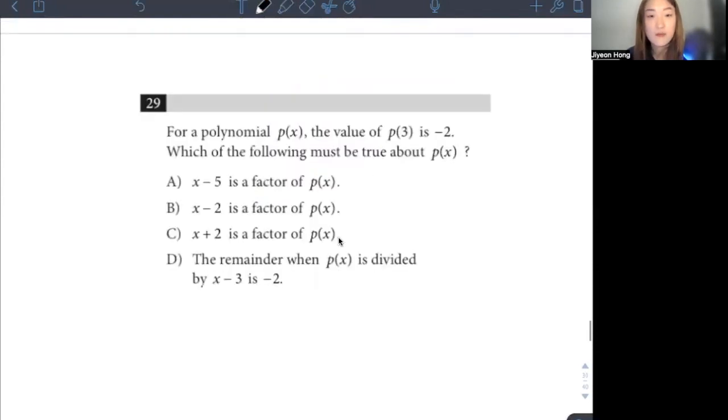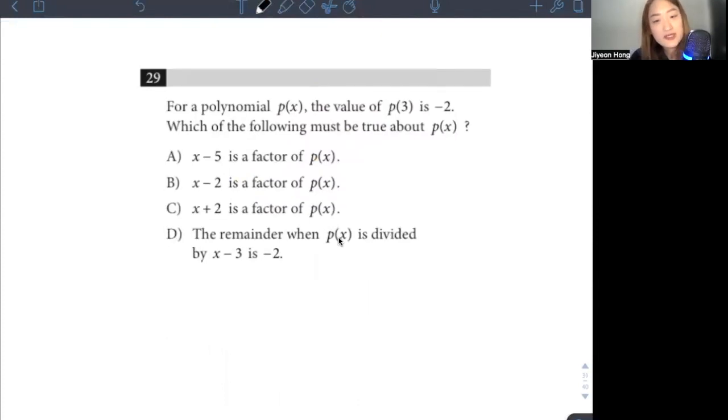Number 29, for a polynomial p(x), the value of p(3) is -2. Which of the following must be true about p(x)? So this is essentially saying that when x equals 3, y is equal to -2. Believe it or not, it's not very helpful to our equation, but I will give my quick way of answering this, but I want you to give this question a good thought as well, because a lot of people don't know how to interpret this correctly. If I look at answer choice A, x minus 5 is a factor of p(x), that means that p(5) is equal to 0.